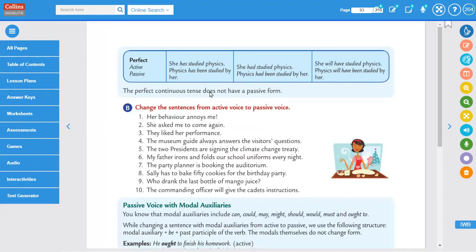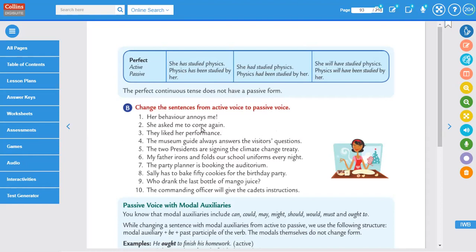The perfect continuous tense does not have a passive form. So we are focusing only on the perfect tense and not perfect continuous tense, since it does not have a passive form. Everything is in the form of active voice.